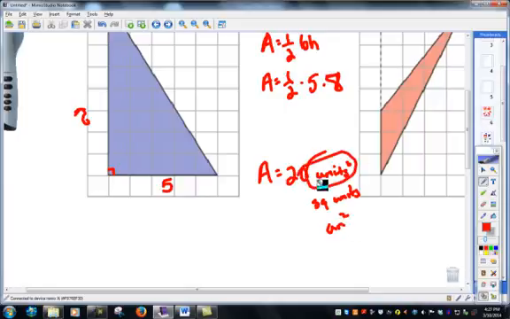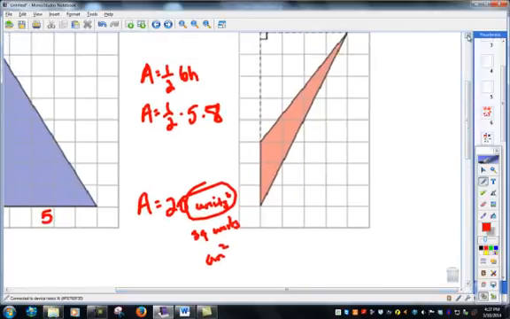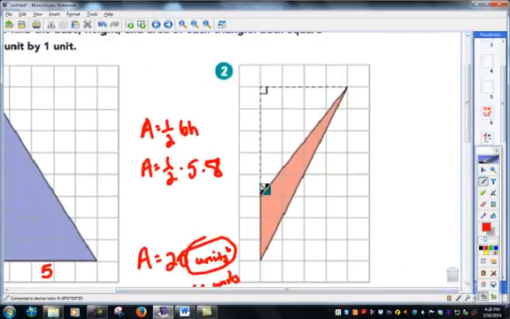Okay, but this is the best one. This one here, a little bit weird looking, to be honest. I mean, it's kind of funky looking, really. But you got to figure out where the right angle is, and it's meeting right there. So this is your height, this is your base.